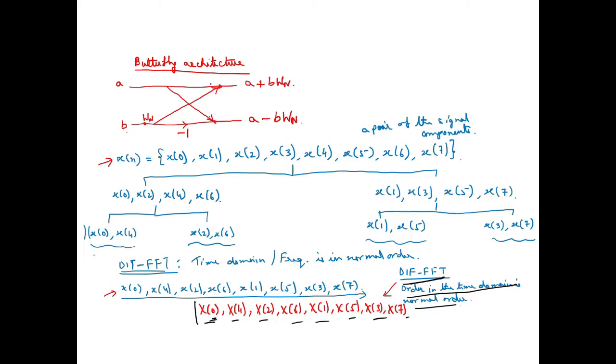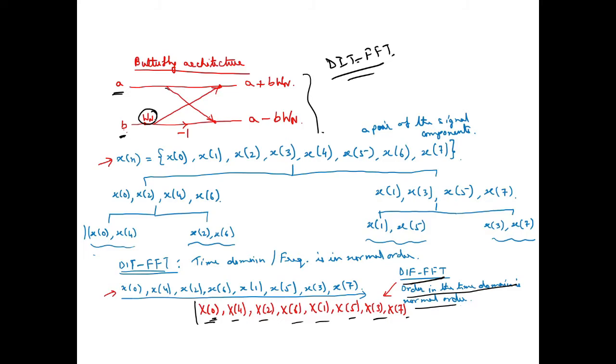Now the butterfly architecture, this is the basic butterfly architecture, and this is implemented for the DIT FFT. So you have the inputs A and B. Then you draw a straight line, and then there will be a crisscross again. What are these lines? These lines are the paths for the signal transmission, or the number transmission, whatever you say.